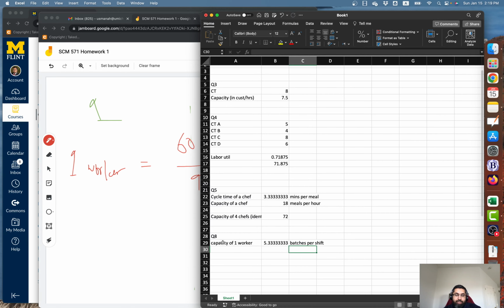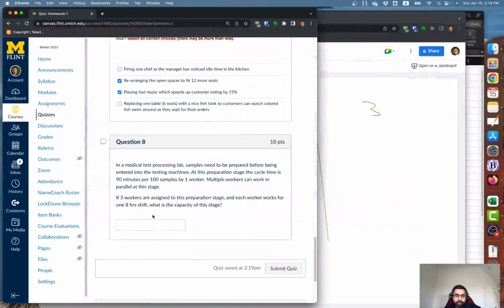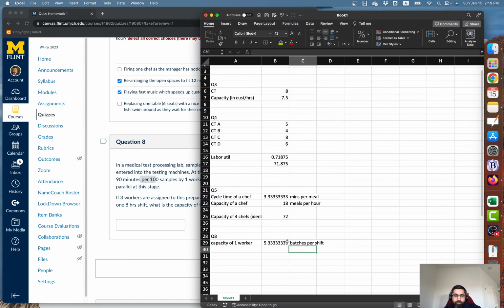We don't need it in batches, we need it in terms of samples. In a lab, they have blood samples or something. So you have to multiply this. There are 100 samples per batch. So you multiply it by the batch size and you get 533.33 samples per shift by one worker.